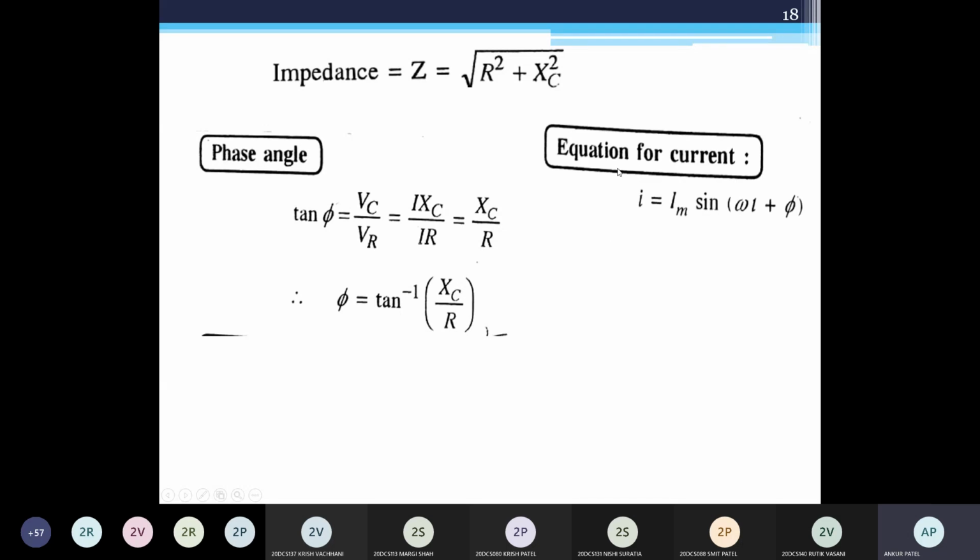We know in an RC circuit, current leads the voltage. So the current equation is I equal to Im sin(omega t plus phi). So we have the voltage equation and the current equation. Find out the instantaneous power P equal to V into I. Tell me the equation after substituting.